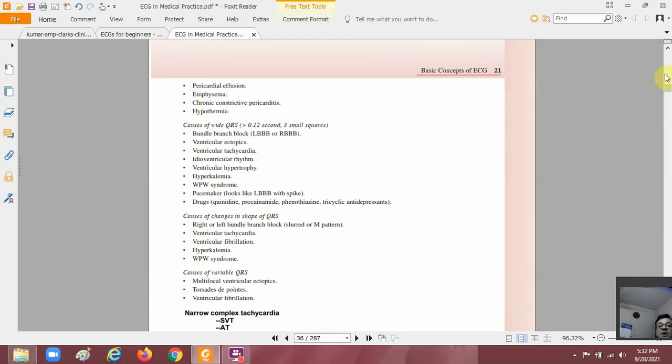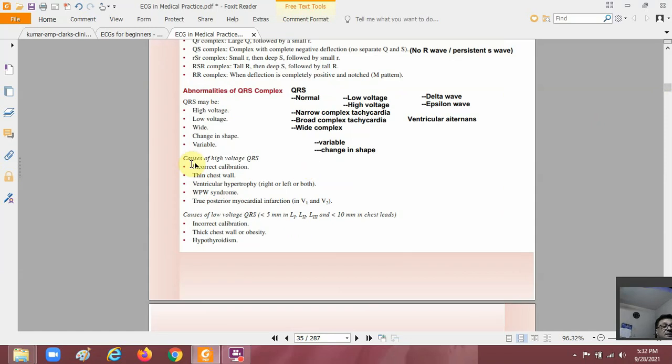What are the causes of high voltage QRS complex? Incorrect calibration, thin chest wall, ventricular hypertrophy, WPW syndrome, and true posterior myocardial infarction. Particularly in true posterior myocardial infarction, the leads V1 and V2 show a high voltage QRS complex.